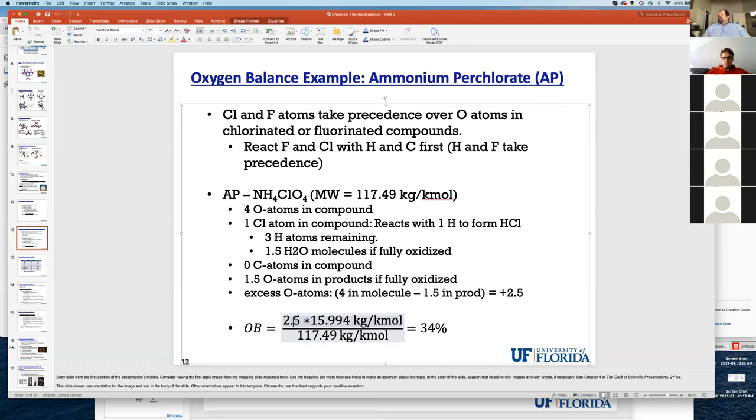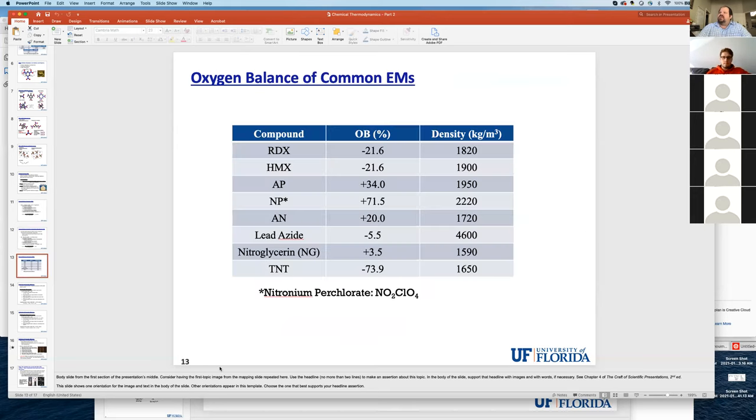Okay, and so again, the rules seem sort of confusing at first, but after you do a few of them, you start getting the hang of it. And here's just a small table. It's data from Cooper's Explosives Engineering book, and you can see various oxygen balances for compounds like RDX, HMX, ammonium perchlorate, nitronium perchlorate, which is more of a theoretical thing. It's not very practical, but it is a very strong oxidizer, and various other things.